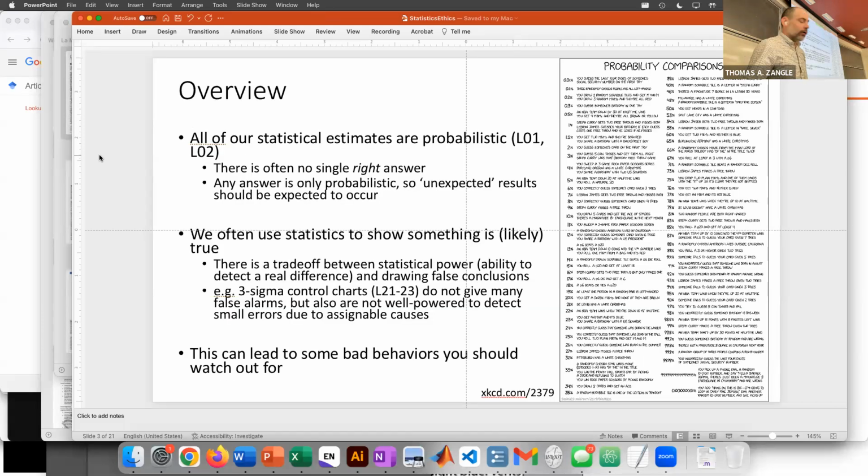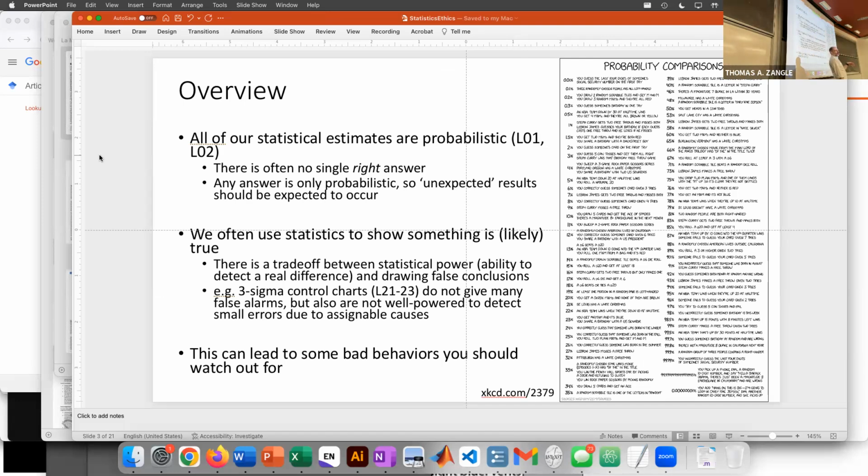But an overview, like why this is an issue, is that basically everything that we're doing in statistics, remember from lecture 1, lecture 2, basically everything we're doing is probabilistic, right? So we're always providing an estimate that is based on probability, right? That's why we spent time talking about that in those first couple of lectures. The other side of this is that there's no absolutely correct answer, right?